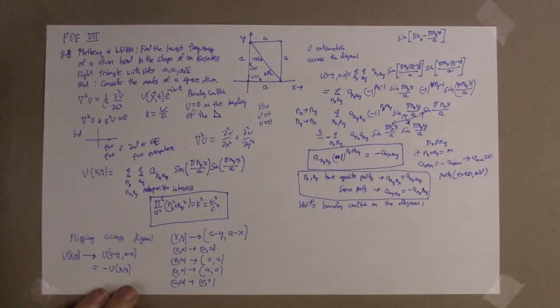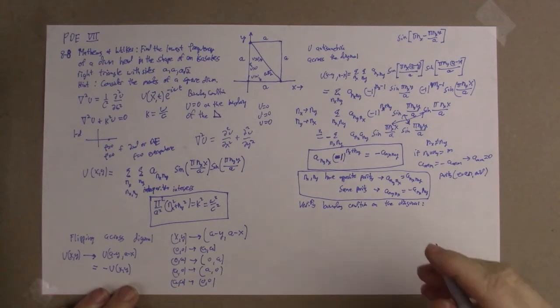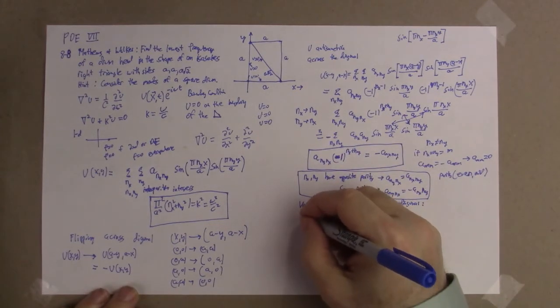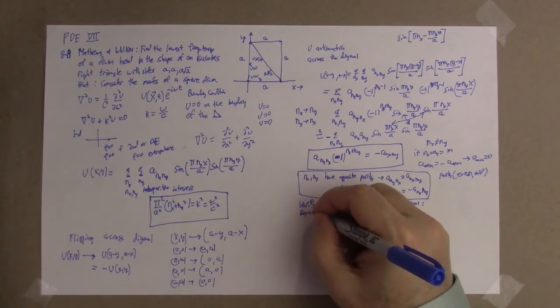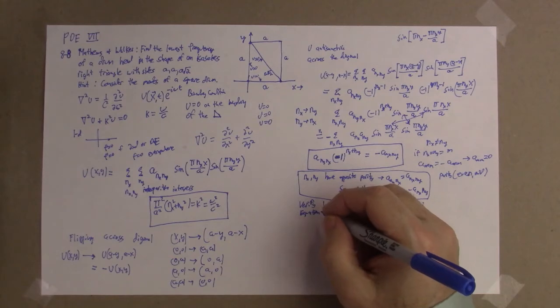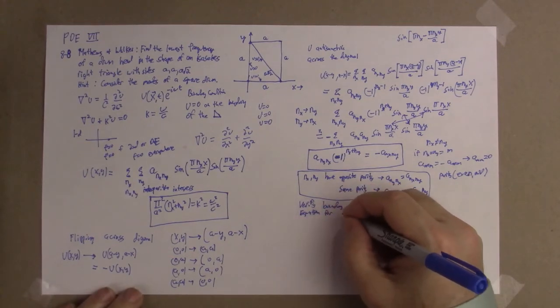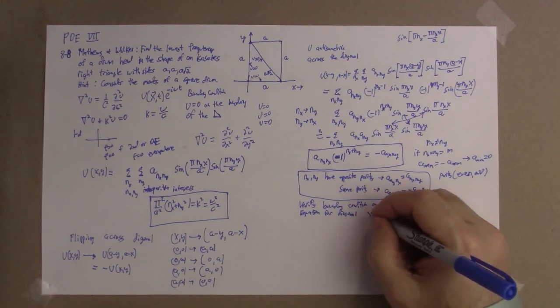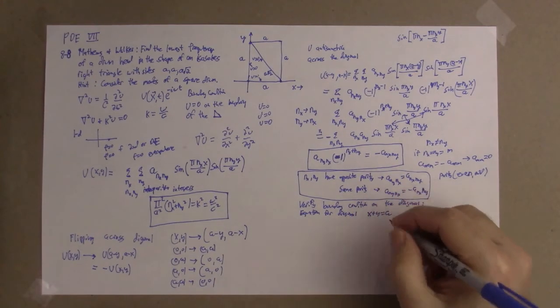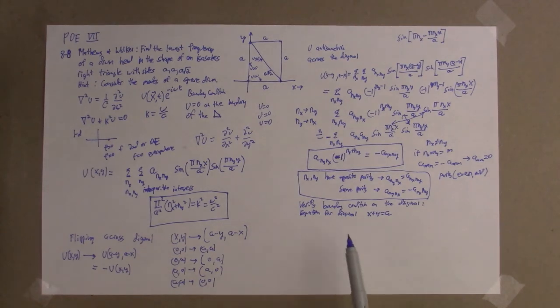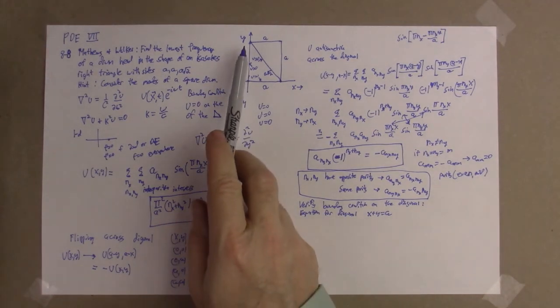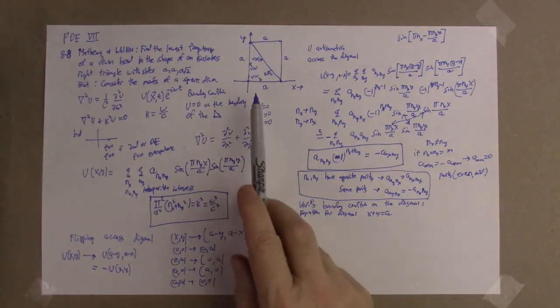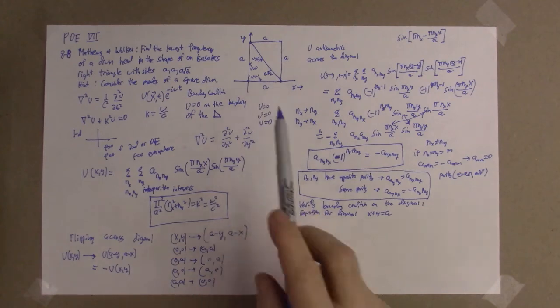I mean, if we didn't make a mistake, it should be okay. So the equation for the diagonal is simple: x plus y equals a. Again, this point has x equals 0, y equals a, so that adds up to a, and this point has x equals a, y equals 0, that adds up to a.